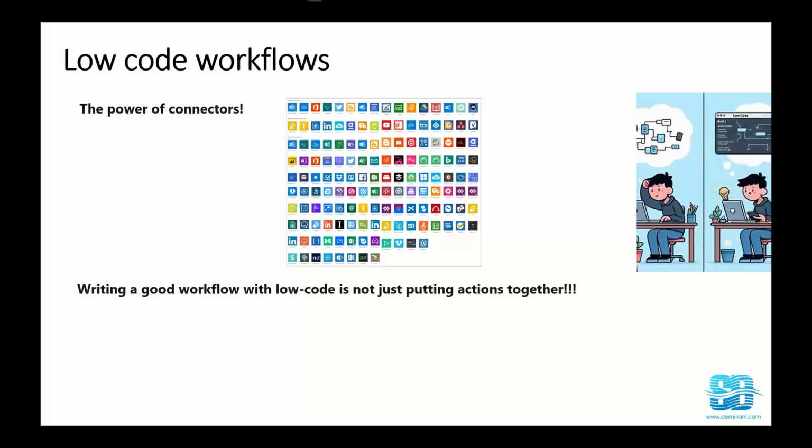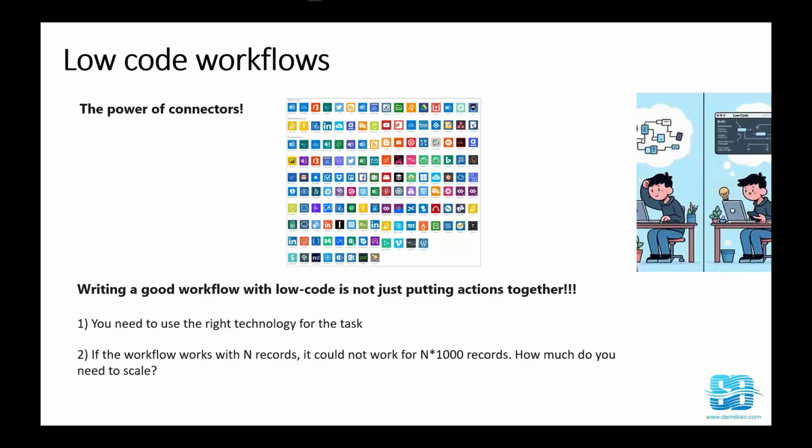What I want to put in evidence today is that, first, writing good workflows in a low-code way is not just putting actions in the chain you want. It's very easy to create a low-code workflow because you can design it as you want, putting actions, triggers, and then these actions call other actions, and so on. But sometimes being too easy also results in a final product that works, but that sometimes is not optimized, especially in terms of performance.